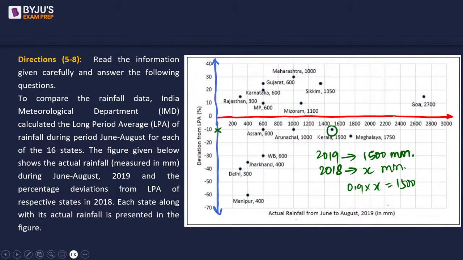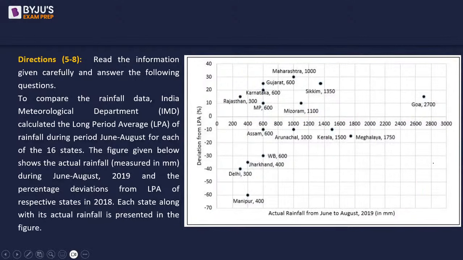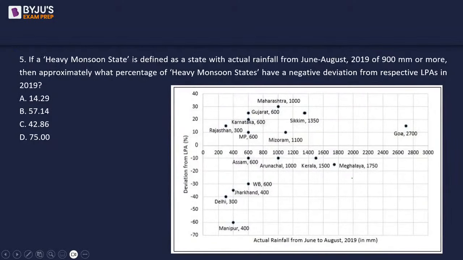जो भी 2018 था उससे 10% कम होके केरला पहुंच गया. ठीक है? So from here we will get the value of x as 1500 into 10 upon 9. So ये जो भी solve होके point में आएगा. ठीक है? So this is how we are going to figure values out from 2018 and 2019. So we have to be careful about the numbers.